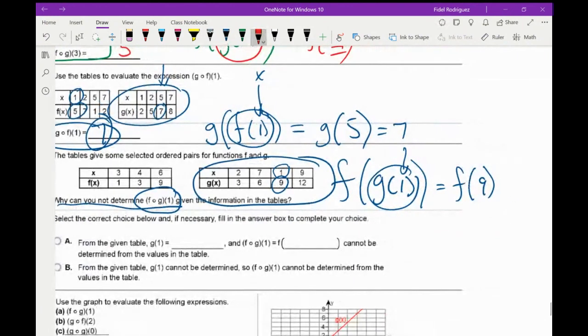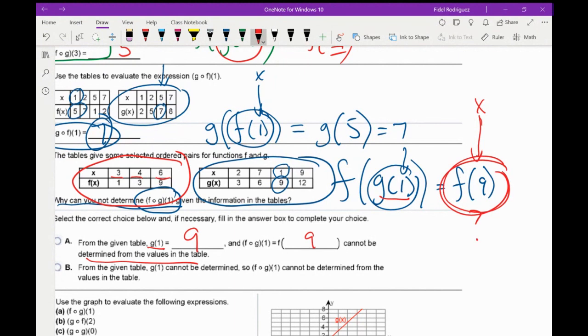Okay. Now, I want to find f of 9. Remember what this is. That is the x number. If I look at my table, though, the only x numbers I have are 3, 4, and 6. I don't have an x number for 9. So I can't do it, okay? So what I'm going to say here, when I look at my answer, it says, look, from the given table, g of 1 we knew was 9. And f of g of 1 equals f of 9, and we cannot figure that out. We can't find f of 9. This is the part that we can't do, okay?